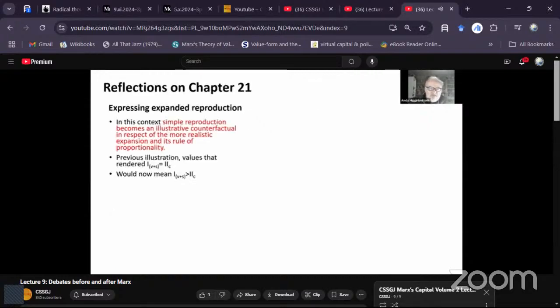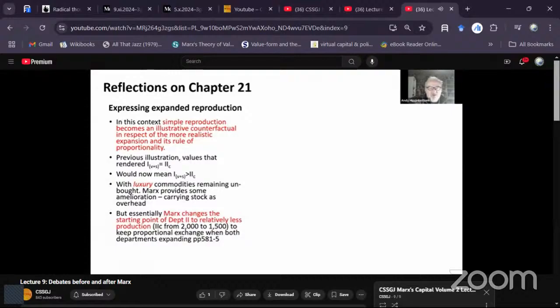The other reflection is just in reading chapter 21, which is a chapter on expanding reproduction. The first one is just that the rule of proportionality changes. We've encountered this. It's no longer the case that the surplus plus the variable capital, i.e. the new value in means of production, must equal the means of production that are invested next time round in department 2, means of consumption. Marx says this can't be the case, and he works through an example where the inequality holds. He uses the same illustration as he used for simple reproduction, and basically it doesn't work. So he changes the numbers.